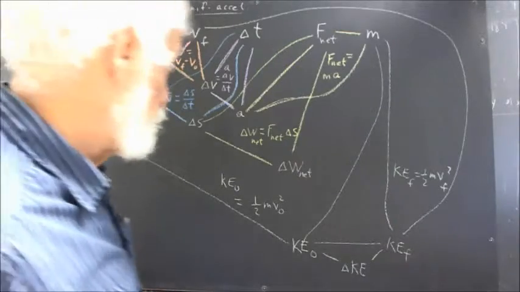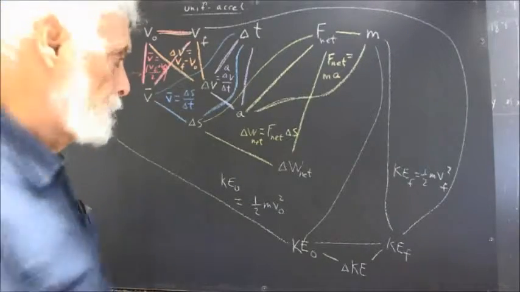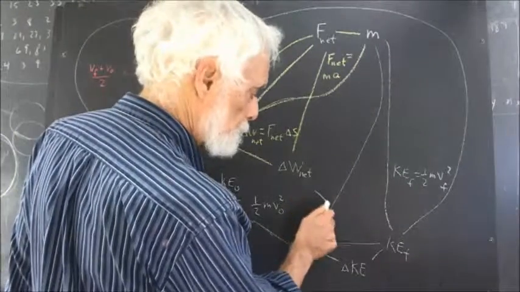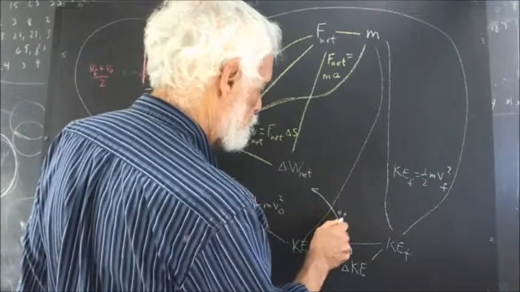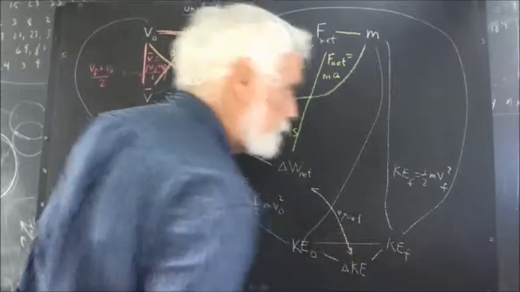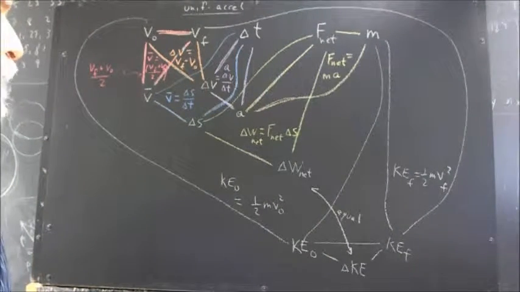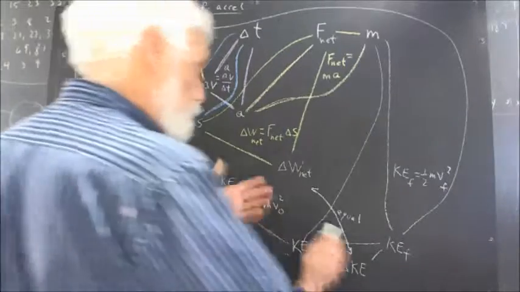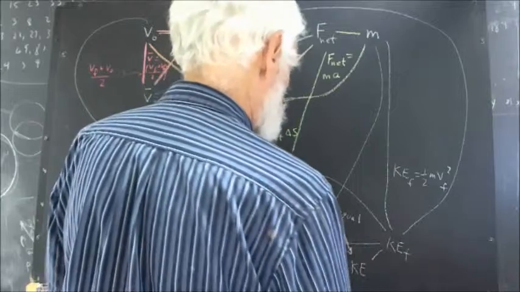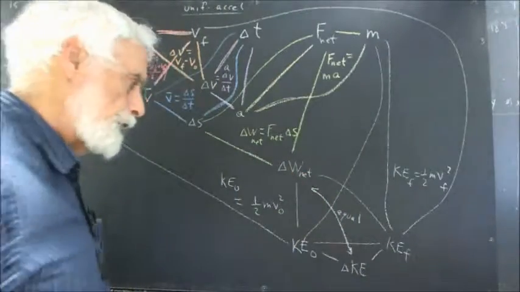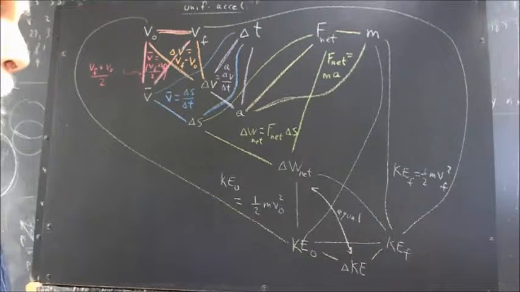Okay, the only other thing that I'm going to say here is that the change in kinetic energy and the work done by the net force are, of course, equal. So that, since these are equal, you could complete a triangle between initial kinetic energy, final kinetic energy, and work done by the net force.